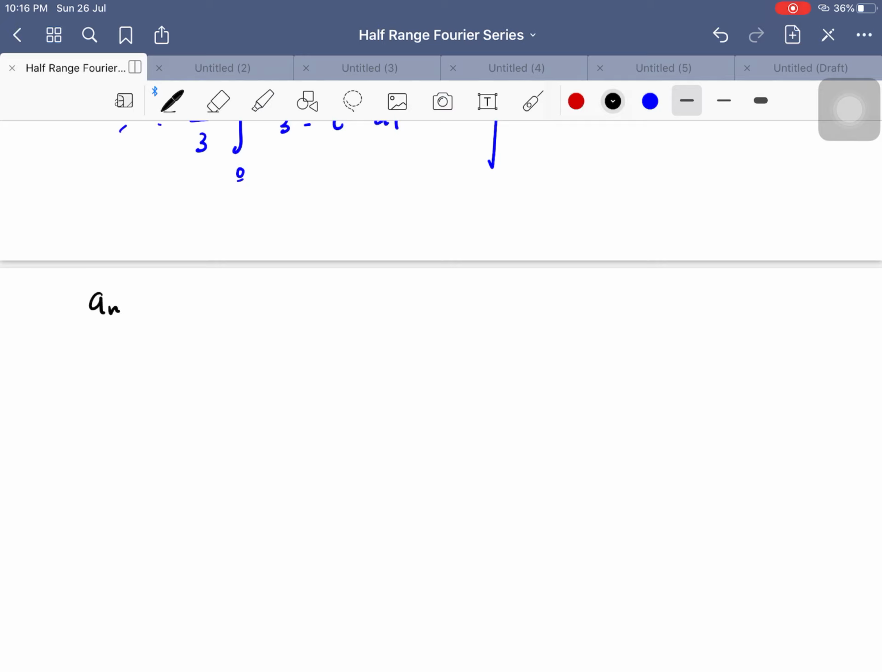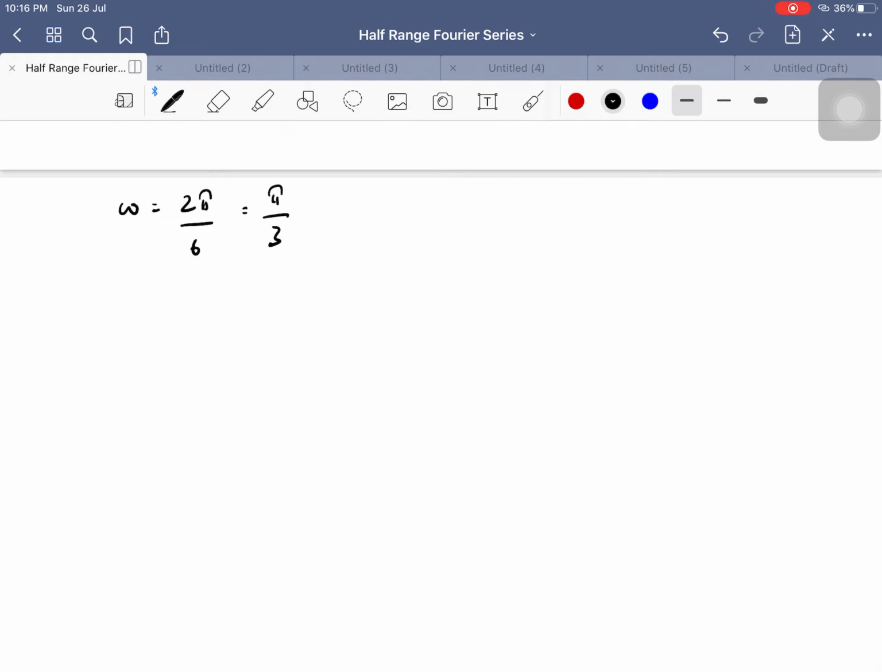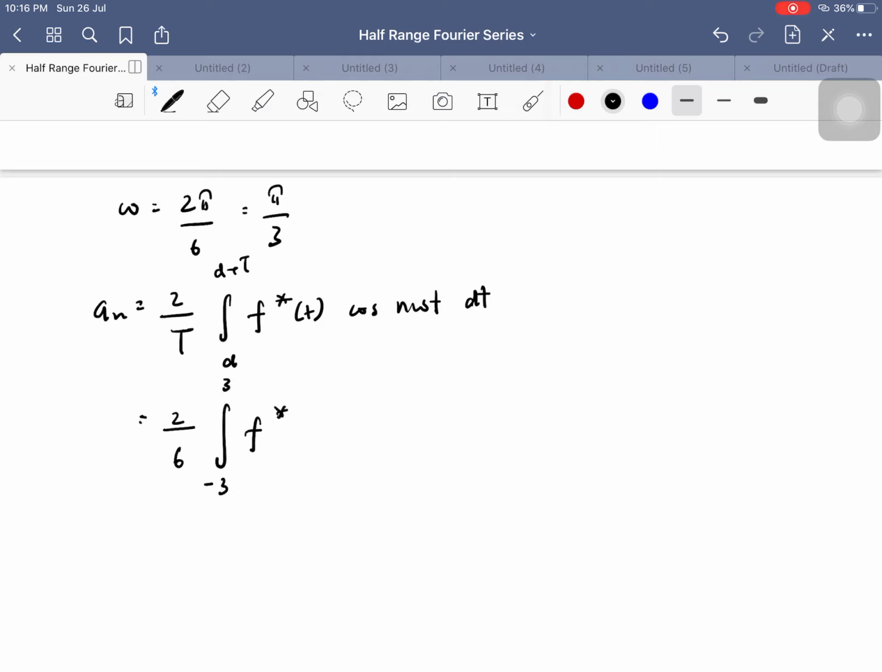And I'm going to proceed with my calculation for the second Fourier coefficient, which is going to be an. But before I calculate an, remember you need the value of omega. For this case, omega is going to equal 2 pi over 6. So that is going to equal pi over 3, because it is in terms of a fraction. So that is going to change the level of difficulty of your calculation as well. So it's going to be slightly more complicated. So this is going to be my formula for an. So I'm going to have f star t times cos of n omega t dt. So I'll end up with 2 over 6, and my integral is going to cover from -3 to 3 of the function f star t.